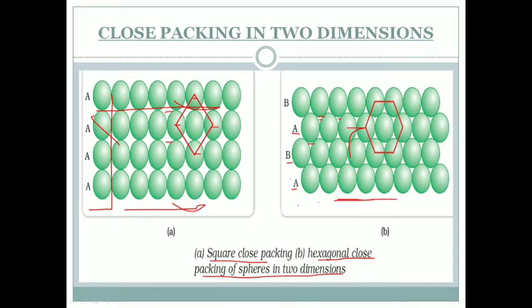Each sphere is in contact with 6 of its neighbors. You can see, so the coordination number will be 6. And if you join, you will get a hexagon. That is why it is known as hexagonal close packing, right? Then the coordination number in HCP will be 6, and the centers of these 6 spheres are at the corners of a regular hexagon. Hence, this packing is also called two-dimensional hexagonal close packing.